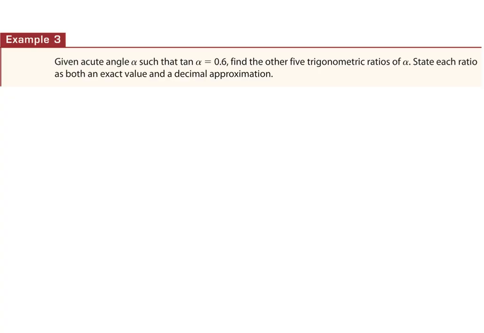They didn't actually give me a triangle here. They just gave me some information. It says, given acute angle alpha such that tangent of alpha is 0.6, find the 5 other trigonometric ratios of alpha. State each ratio as both an exact value and a decimal approximation. So here's the thing.